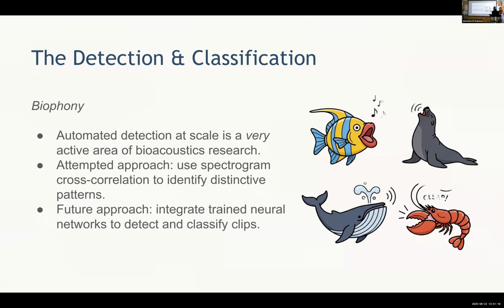By about Wednesday, we decided not to do that for this week. But in the future, we would also like to integrate trained neural networks to detect and classify clips. Again, not so doable in two days. But I wanted to talk a little bit about the spectrogram cross correlation because I spent a lot of time on it. Let's go to the next slide.